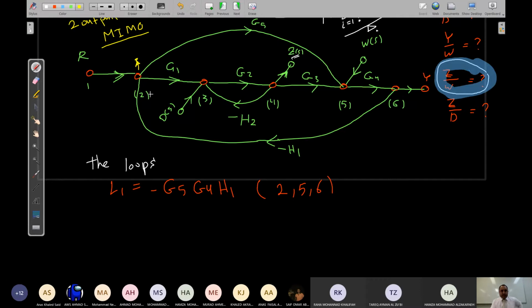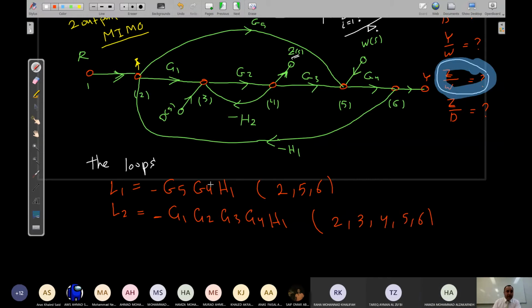Now again, can I do another loop? G1, G2, G3, G4, and minus H. So here it will be loop number 2, which we'll call L2, which consists of G1, G2, G3, G4, and H1, and don't forget about the minus. And this will link nodes 2, 3, 4, 5, and 6, correct?